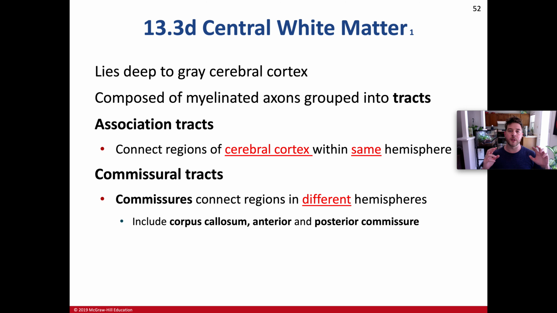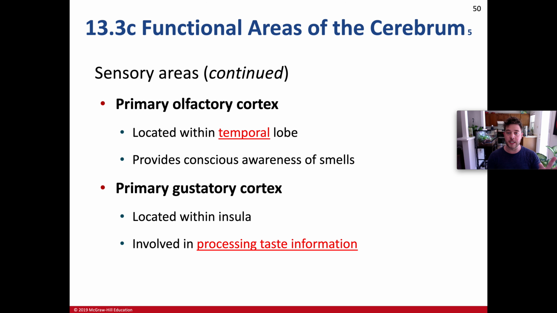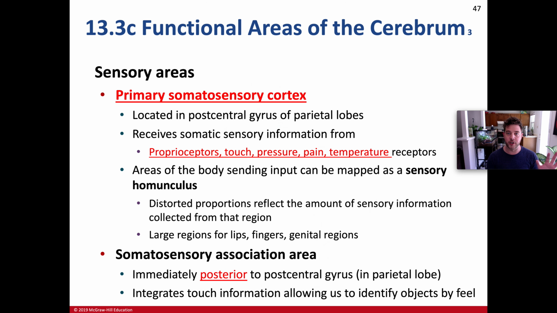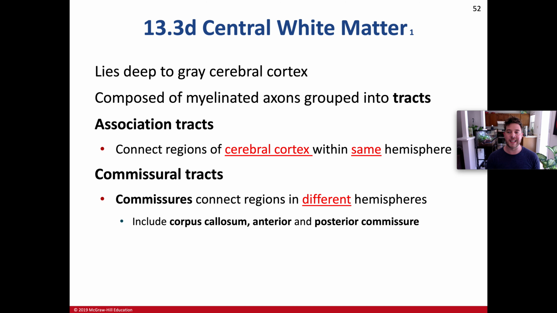The gray matter is what's going to be interpreting and processing. That's the cell bodies, the dendrites. That's what's going to be processing all the information. Whereas the white matter is going to be transporting signals back and forth to all of these areas that we were just spending time learning. It's all connected by these tracts.